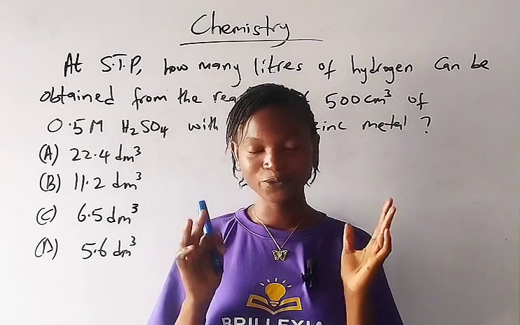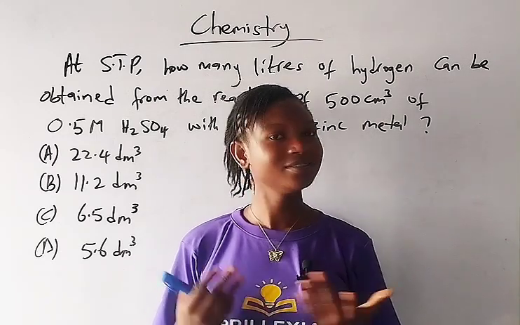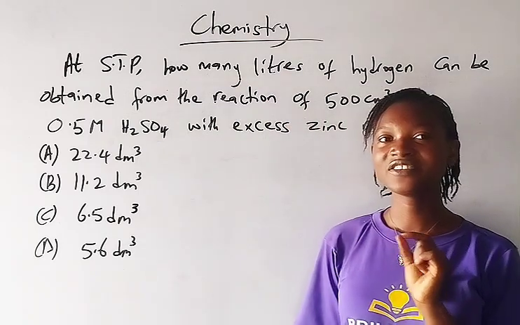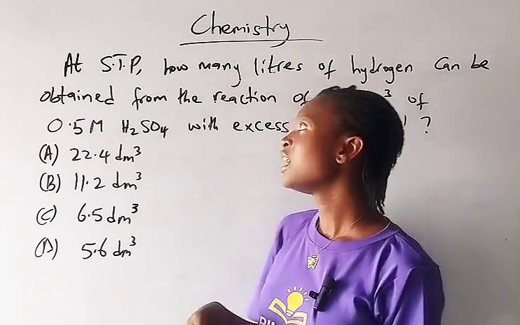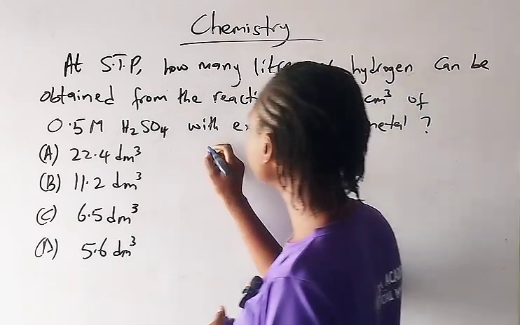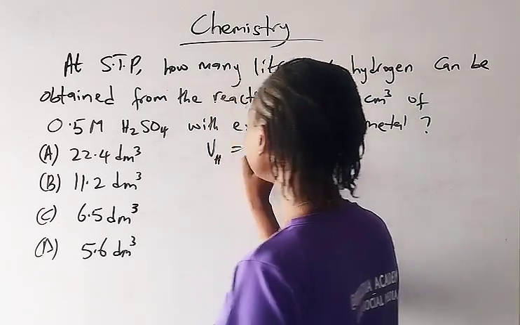I know the question is kind of long, but that doesn't mean that it is difficult also. It is the very simplest question. And now let's try and get the information the question is passing to us. At STP, how many liters? That's volume, right? So what volume of hydrogen will be produced?